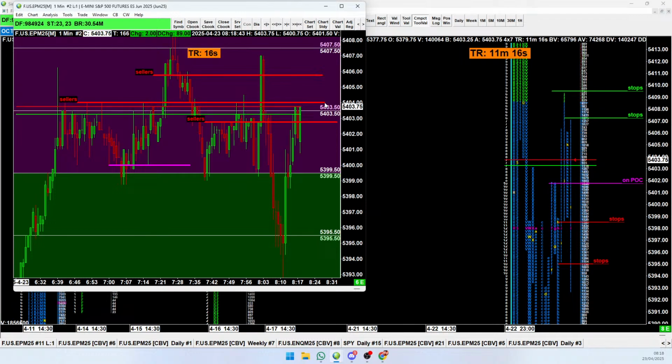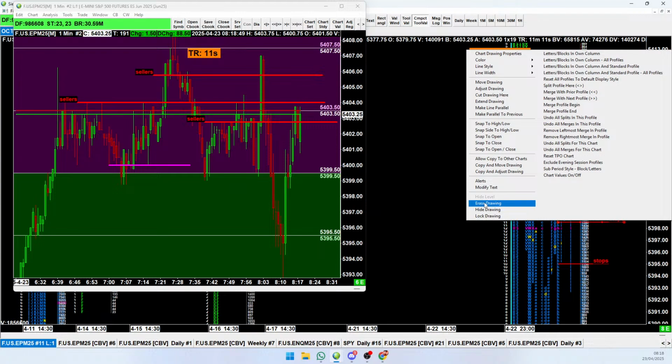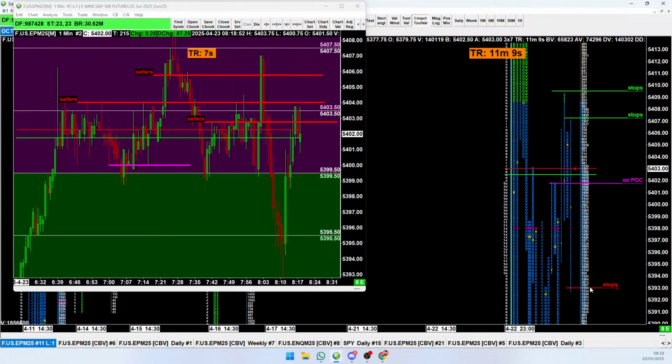Okay, so we're right back to where we started. Had a little inventory correction, took out the lower stops. Now we're just going to go back and forth and chop around.